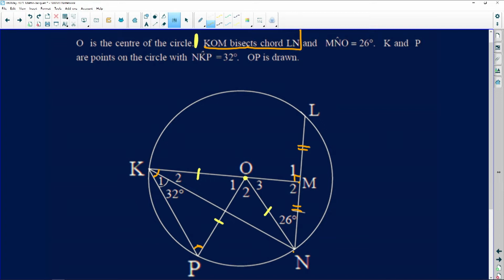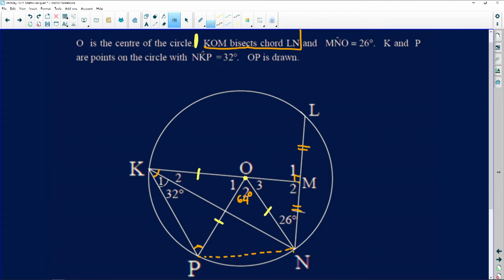PN down here subtends the angle O2, but PN also subtends K1. K1 is 32, so O2 will be 64 degrees. The angle at the center is twice the angle on the circumference. Now, folks, I think that that is beautiful. We have just read one word. We've read center and bisect, and look at our diagram. We've got a lot of information on it.